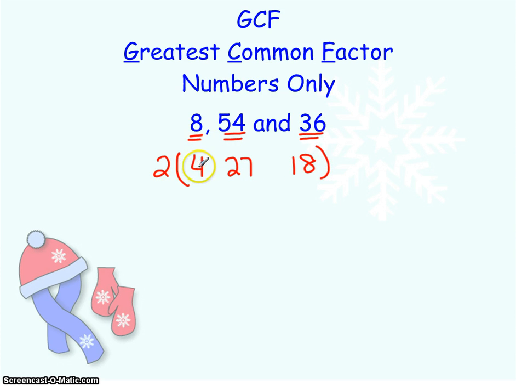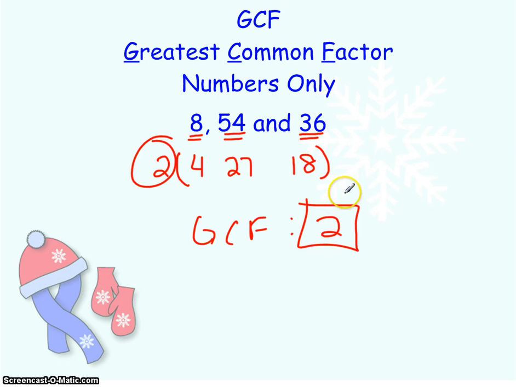Okay? 4 can be divided by 2, but 27 can't. 4 can be divided by 4, 27 can't. So since it can't work for all the numbers, we're done. So the GCF of that one is just 2. 2 works for all 3 of those.